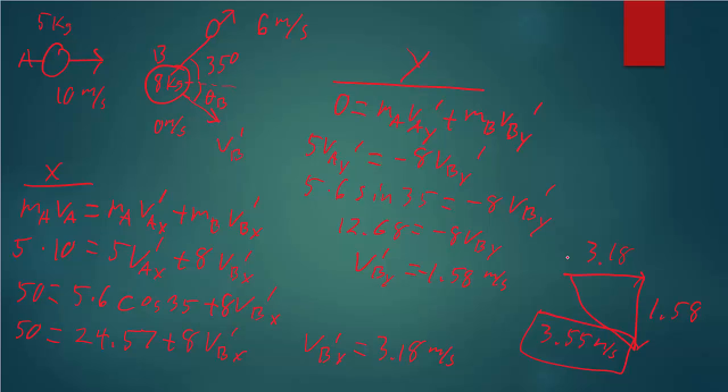And to find the direction, just like what we did before, that's this angle theta here. So we can do inverse tangent of 1.58 over 3.18, and that gives us an angle of 26.5 degrees. So there you have it.